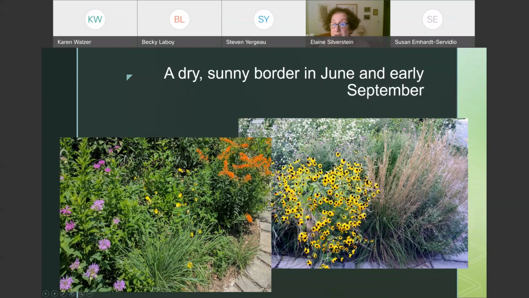In early September, here's the little blue stem. It's in seed, it's beautiful. This Rudbeckia trilobum has emerged. It's probably in here somewhere, but we can't see it then. It has emerged and it is blooming.